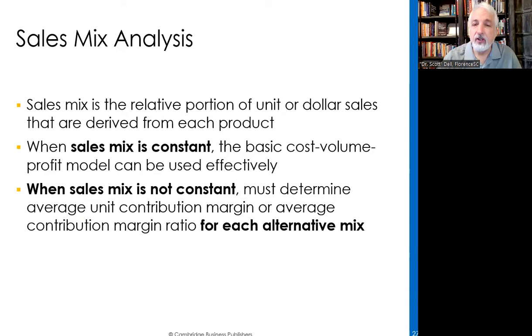So sales mix is a relative portion of units or dollar sales that are derived from each product. When the sales mix is constant, and that is an assumption we make, the basic cost, volume, profit model can be used very effectively. When it's not constant, you must determine an average unit contribution margin or average contribution margin ratio for each alternative mix. So we might have some multiple calculations here.